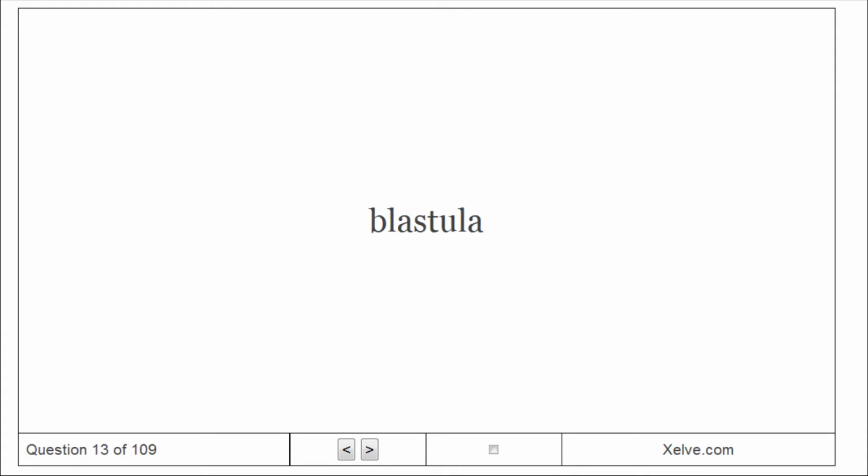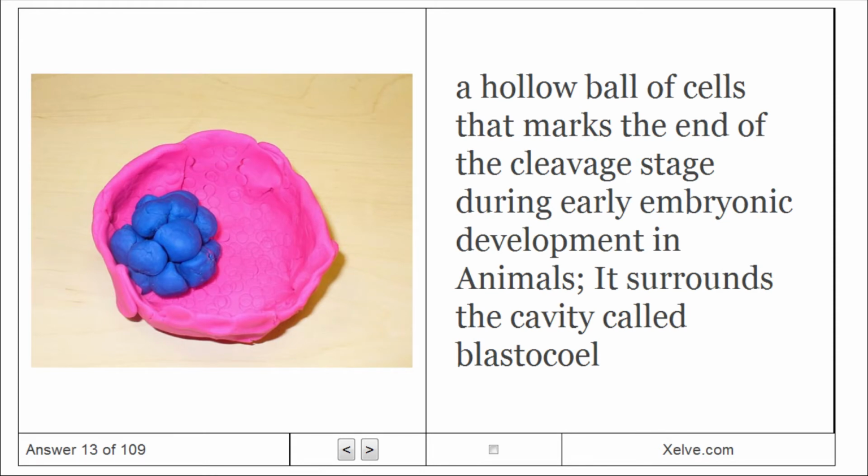Blastula: a hollow ball of cells that marks the end of the cleavage stage during early embryonic development. In animals, it surrounds the cavity called the blastocoel.